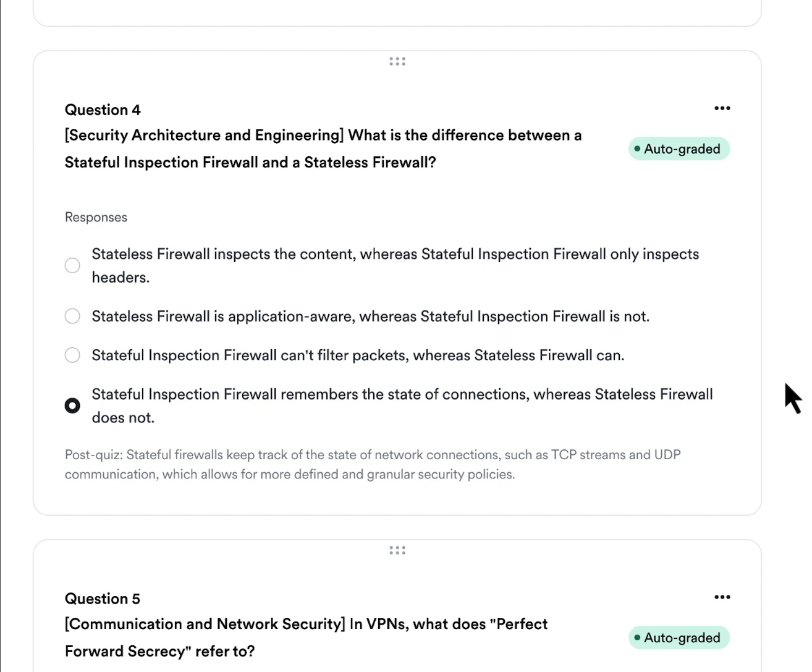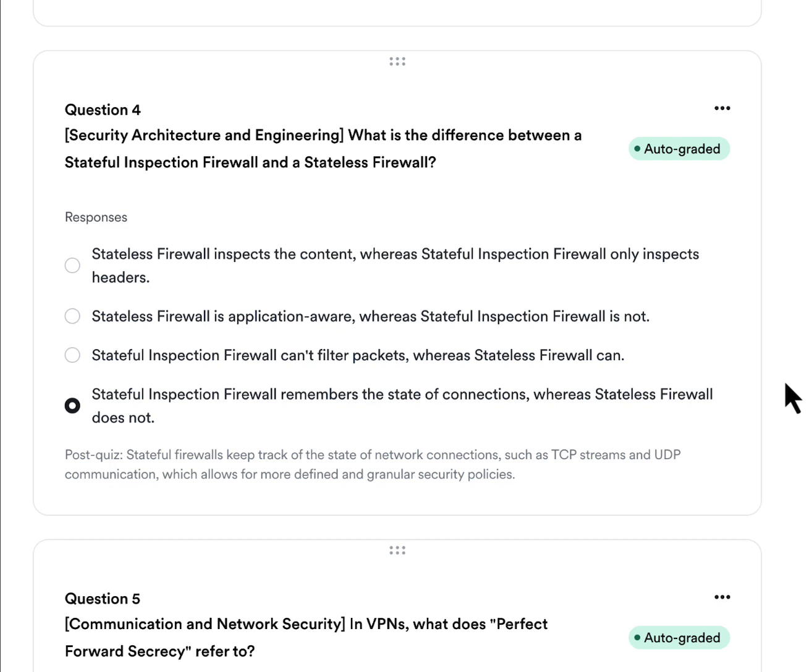Question 4, what is the difference between a stateful inspection firewall and a stateless firewall? A, a stateless firewall inspects content, whereas the stateful inspection firewall only inspects headers. B, stateless firewall is application aware, whereas the stateful inspection firewall is not. C, stateful inspection firewall can't filter packets, whereas the stateless firewall can. Or D, a stateful inspection firewall remembers the state of the connections, whereas the stateless firewall does not.